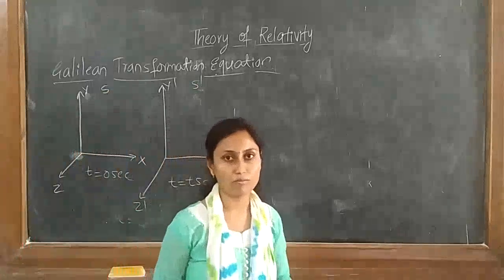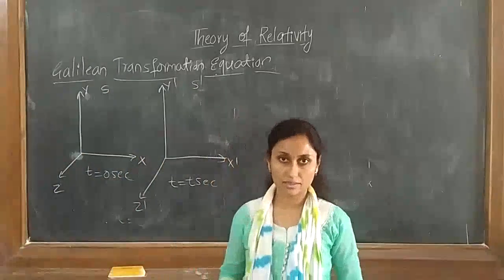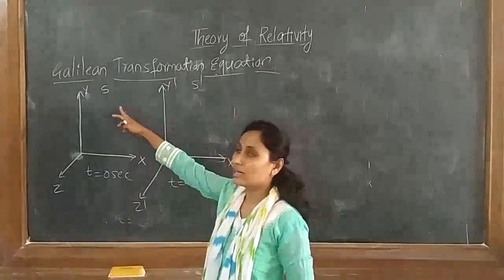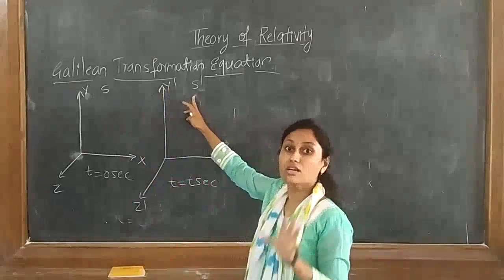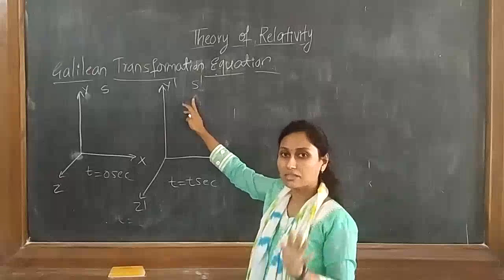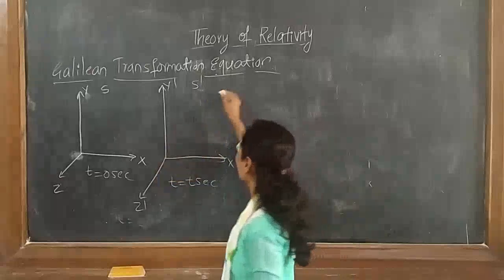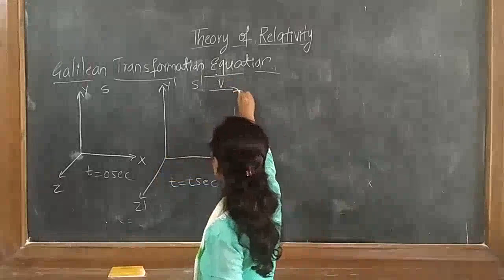Let's take two frames of reference. One is S, another is S dash. S is at a rest position and the S dash frame is moving with a certain velocity. So as it is moving with a certain velocity, that velocity I will take it as v.